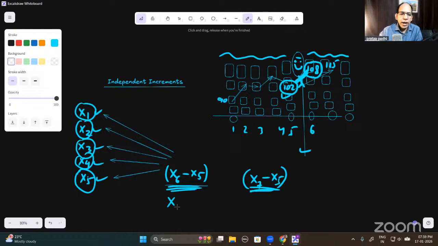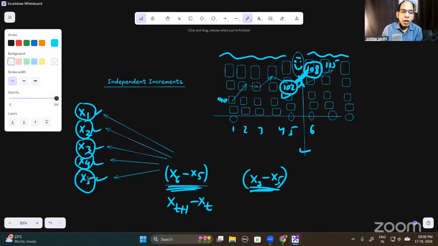So probably you will get something like this: x(t+s) minus x(t) is independent of x1 up to xt. You will get it like this, independent to all of these values. This is the definition. This is independent to all these values. That is the definition of independent increments.